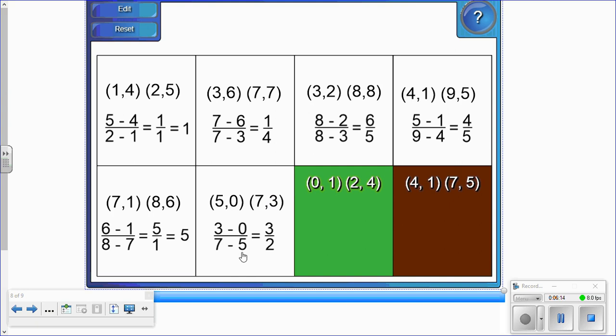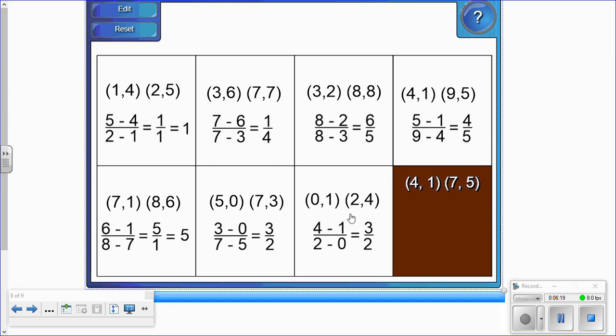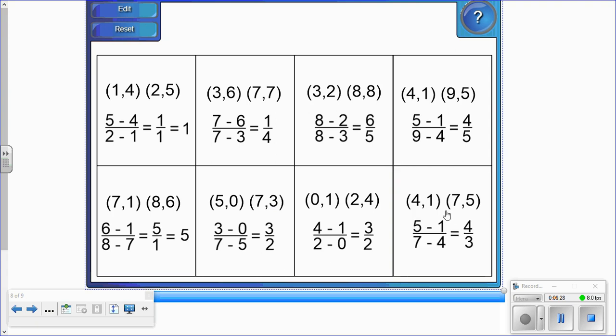3 minus 0 is 3, 7 minus 5 is 2, 3 over 2. 4 minus 1 is 3, 2 minus 0 is 2, 3/2. 5 minus 1 is 4, and 7 minus 4 is 3. Our slope is 4/3. One thing I want you to notice is I always take the second one minus the first one. But it could go either way, as long as you're consistent. If you say the second one is y2 and then subtract y1, you've got to make sure that the 7 is x2 and x1. You just can't mix them up.